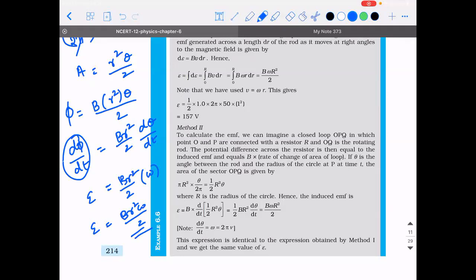Wherever you have a metallic rod which is revolving in a circular orbit, you can take this as a formula to solve that problem. So you need not sit and derive it for every problem. You can take this as a formula itself.